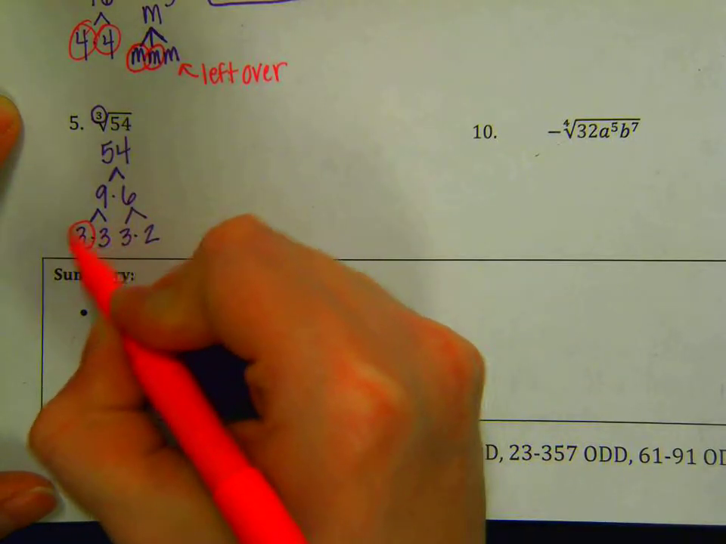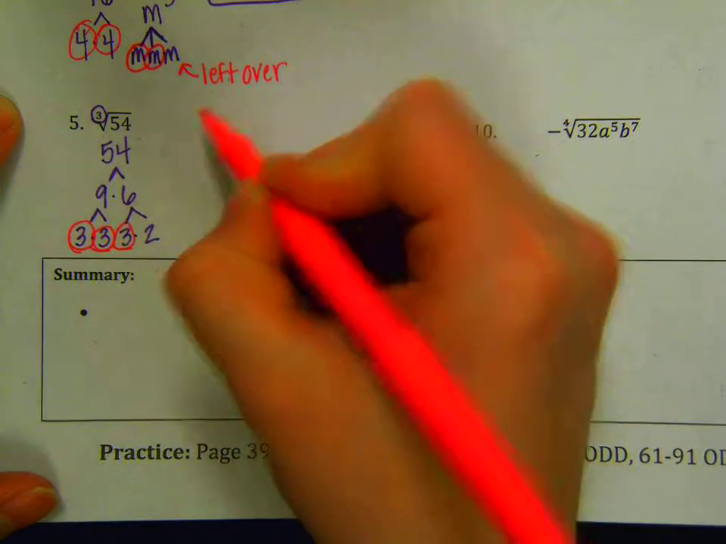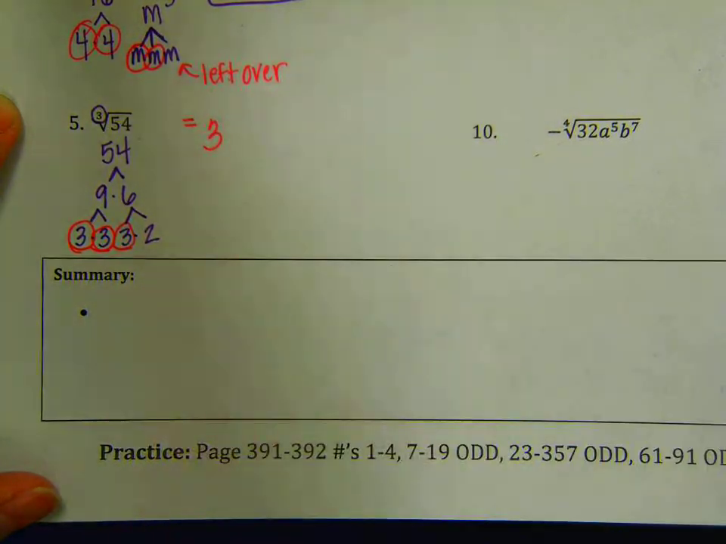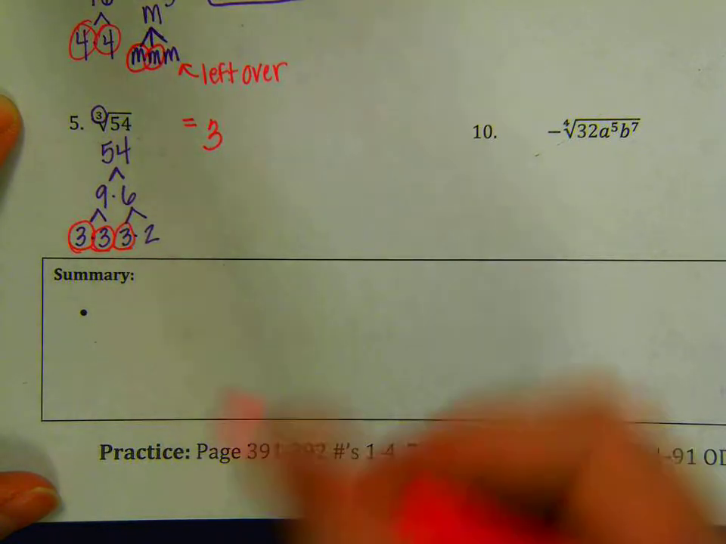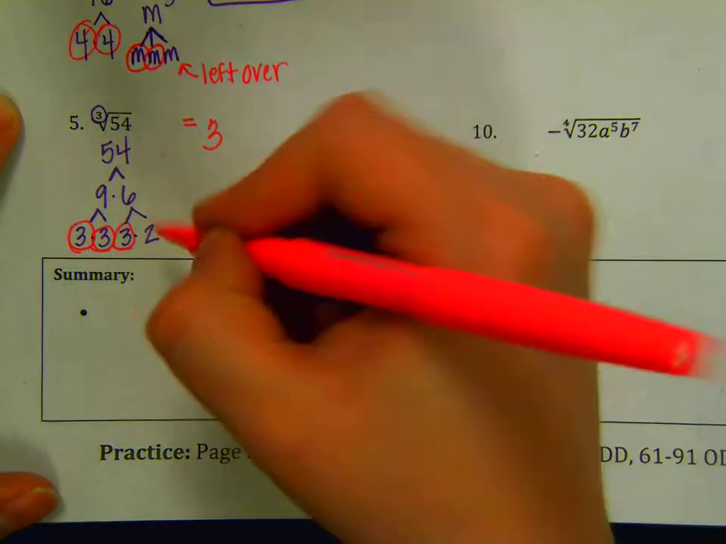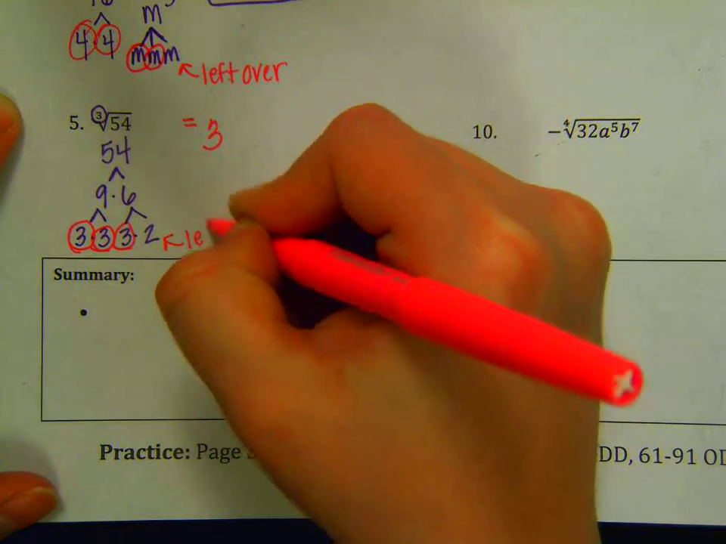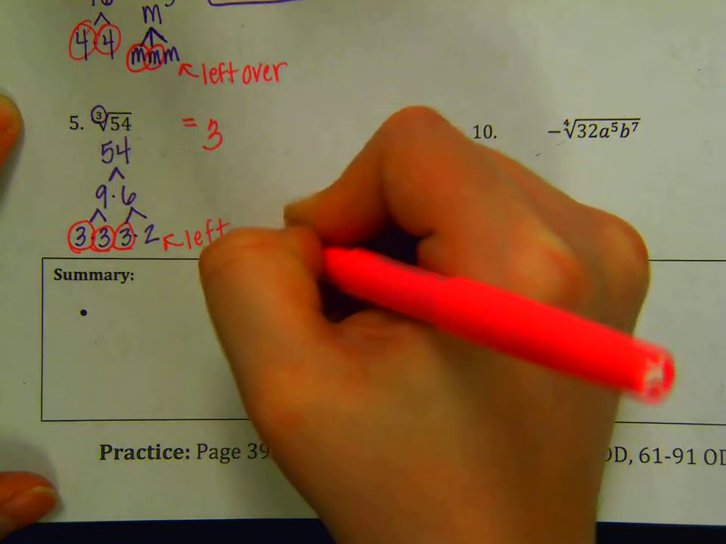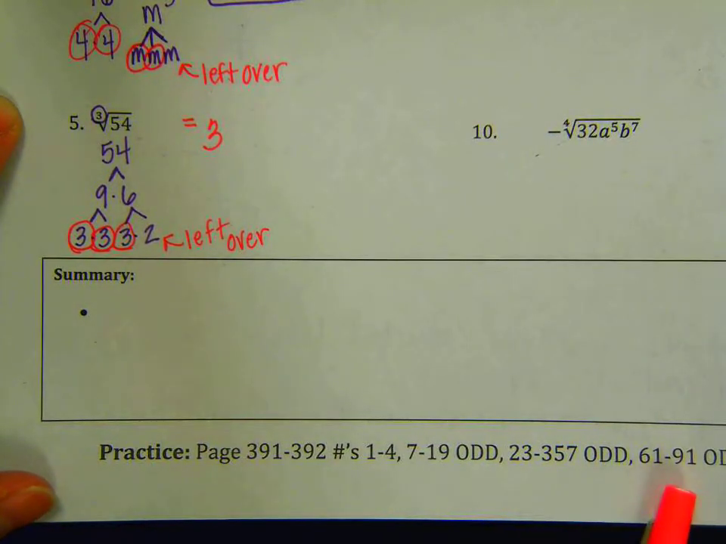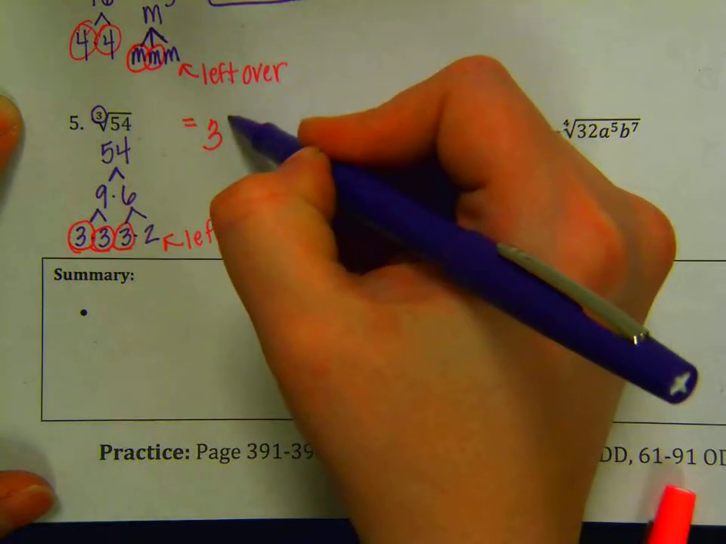So that one's going to go on the outside, because that's a book. We're looking for a group of 3. And then what's left over? The 2. So that's left over. And when I put that underneath my radical, it's the cubed root of 2 because my index was 3. So cubed root of 2.